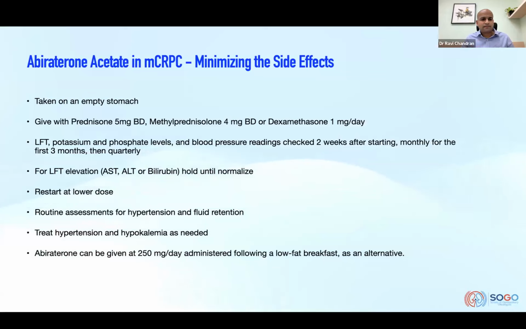There has been one phase 2 study where they have evaluated abiraterone at a 250 milligram per day dosage with a low fat breakfast as an alternative for a patient who cannot take abiraterone 1 gram or who cannot afford abiraterone 1 gram. Though it's a phase 2 study, it's more of a non-inferior setup.